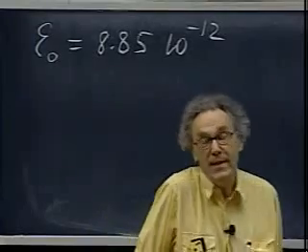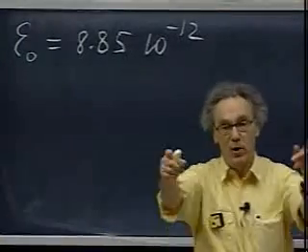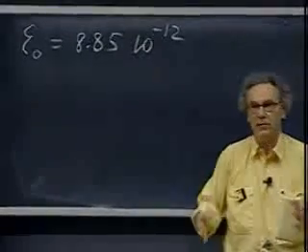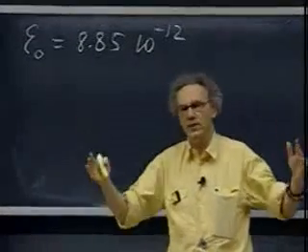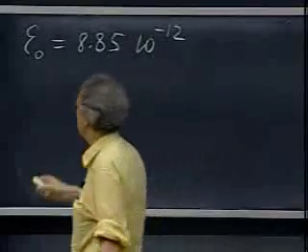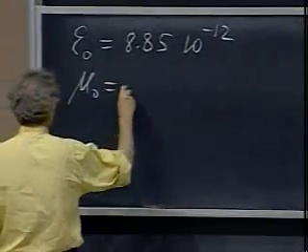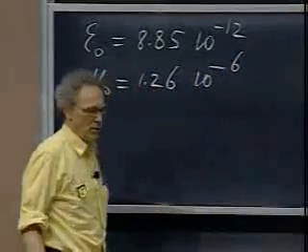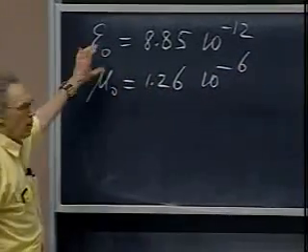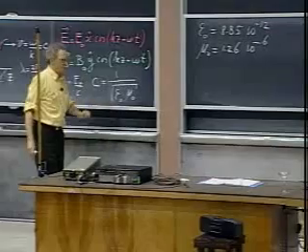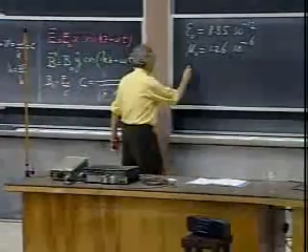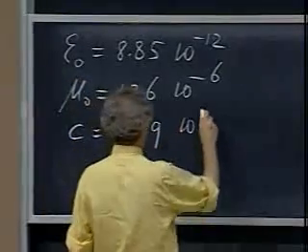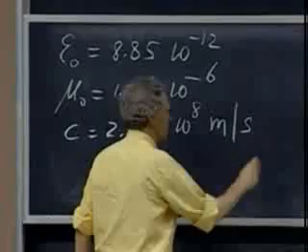Mu zero is equally static, can be measured from the force at which two wires through which you run a current attract each other. No dB/dt, no dE/dt, has nothing to do with electromagnetic waves. Mu zero is about 1.26 times 10 to the minus 6 in SI units. And if you multiply them and substitute them in this equation, you'll find that c equals 2.99 times 10 to the 8 meters per second.